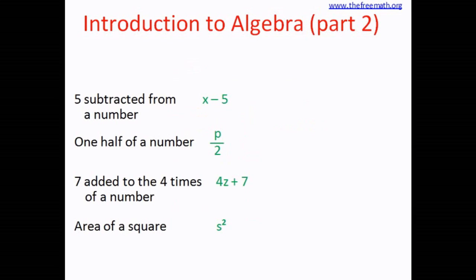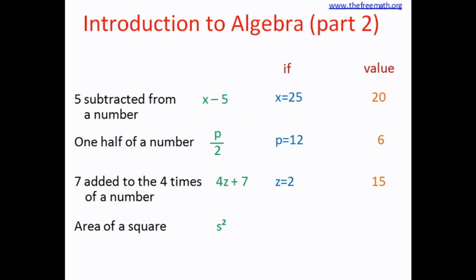The next thing we will see is how to find the value of an algebraic expression. In the first expression, which is x minus 5, if x is 25, the value would be 25 minus 5, that is 20. In the second expression, if p is 12, the value of the expression would be 6. In the third algebraic expression, if z is 2, 4 times 2 is 8, plus 7 equals 15. So the value of the algebraic expression would be 15.